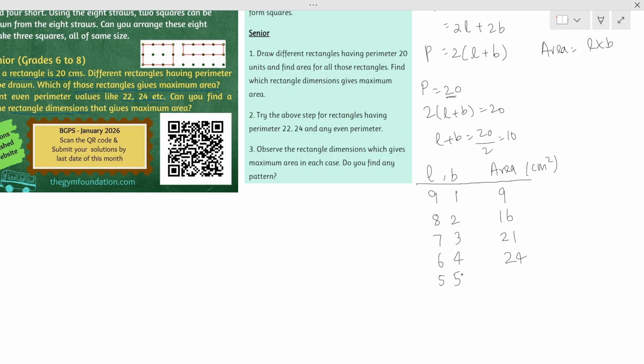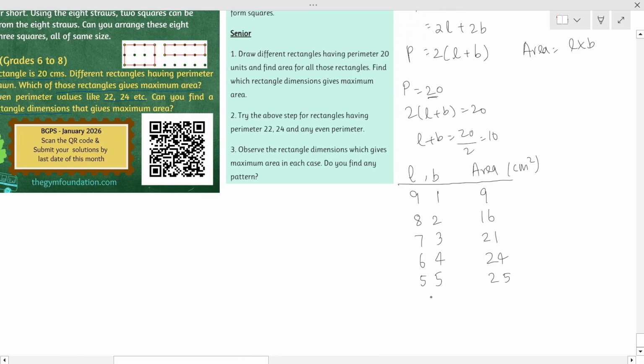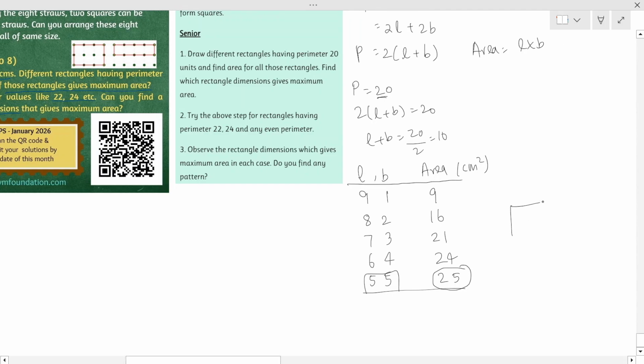Yes, this is a rectangle, which is a special rectangle, and that's a square. And then the area is 25 square units. So for the first question, on which of those rectangles gives maximum area, can you figure that out? Yes, the area is 25 for a special rectangle in this case, having dimensions 5 and 5, and that results in a square. So the perimeter is 20 and the area is 25, and that's the maximum area.